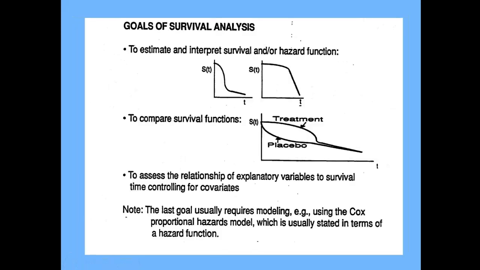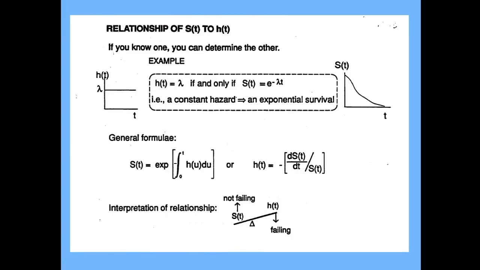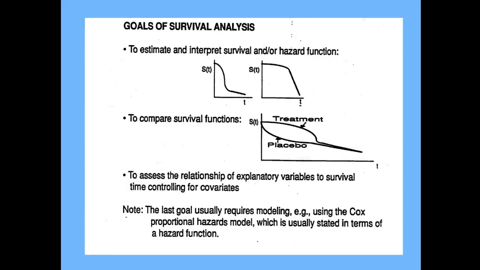Now, if it's not constant, it could be other things. There are other kinds of hazard functions you could have, and there are other kinds of survival curves, but one of them is the exponential. My point here is that if you know one, you can get the other. This helps you when you're doing an analysis, but let's go on to this one.